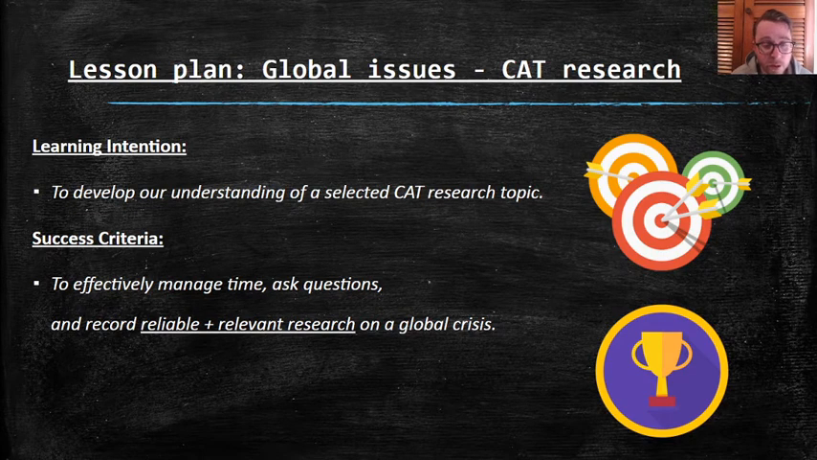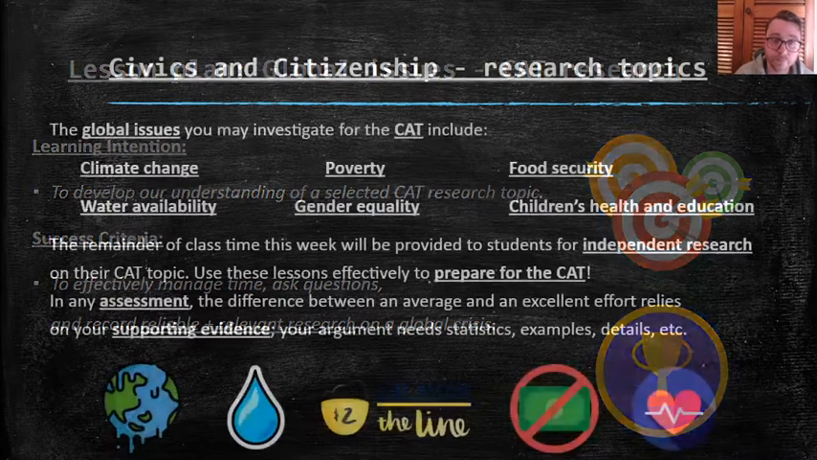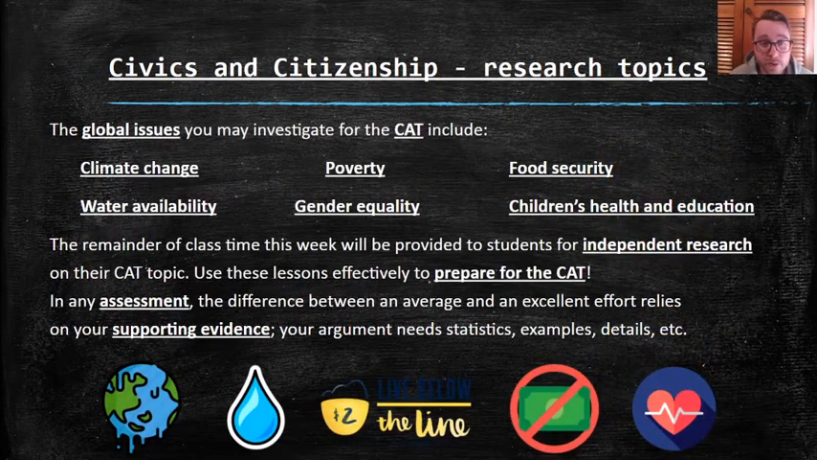Success criteria: effectively manage time, ask questions, and record reliable and relevant research on a global crisis. The global issues you may investigate for the cat include climate change, poverty, food security, water availability of clean drinking water, gender equality, and children's health and education. The remainder of class time this week will be provided to students for independent research on their cat topic.